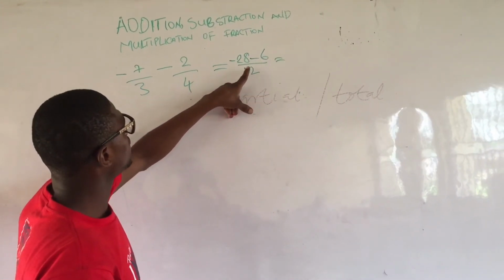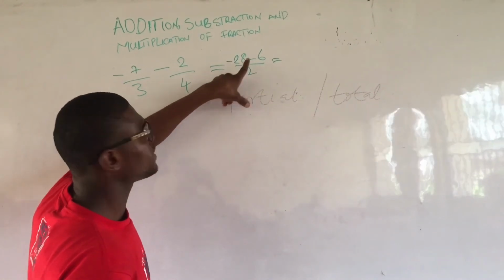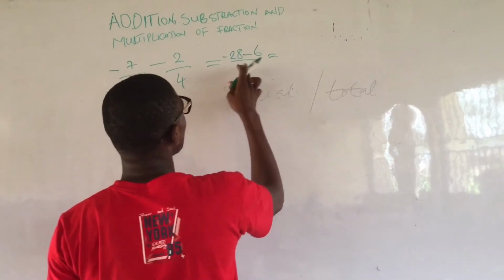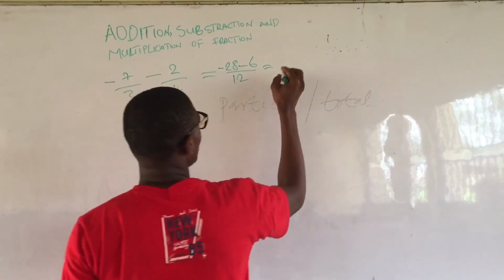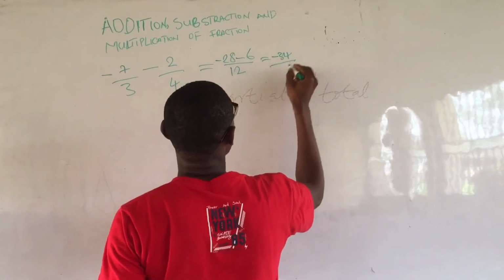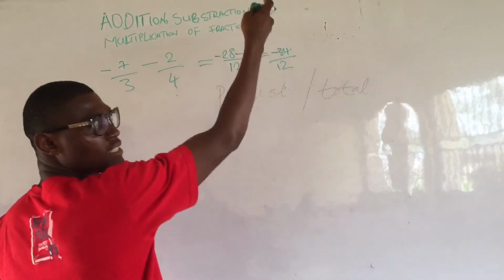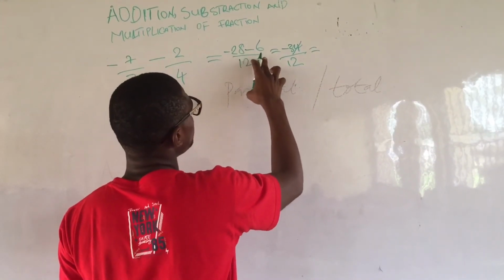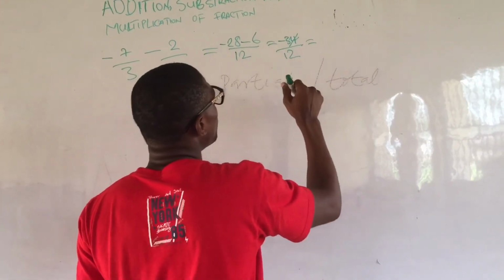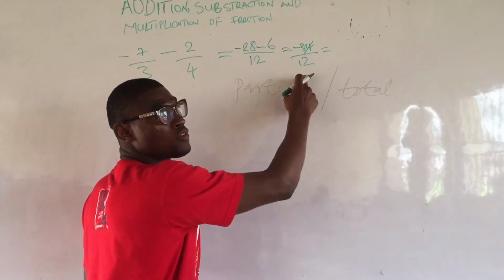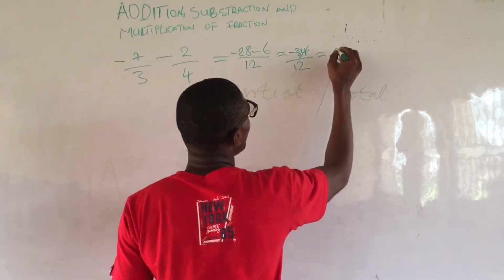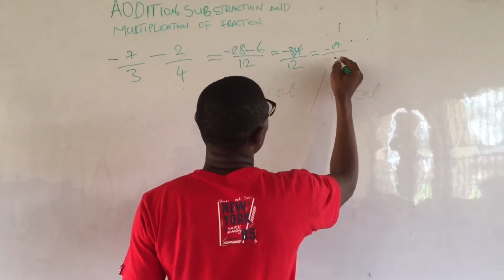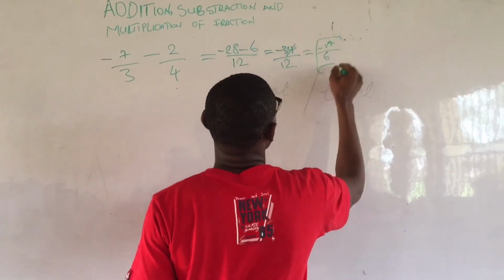So minus 28 minus 6. I borrowed money and I still borrowed. So the debt is still there. So I still have the minus. So I have minus 28 minus 6. It will give me minus 34 all over 12. Then I can still break it down. So minus 28 minus 6 is minus 34. Then bring down the 12. Then 2 goes into minus 34. I have minus 17. Then 2 goes into 12, I have 6. So this will be my final result.